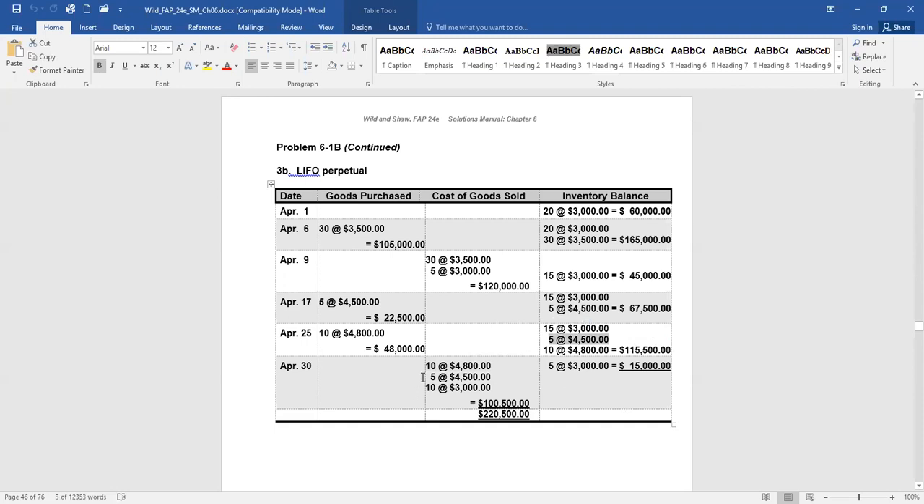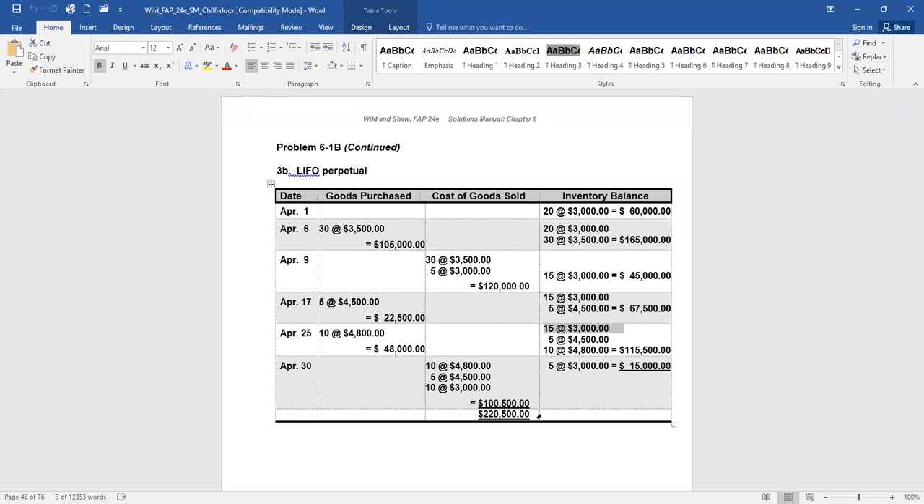So now the next 5 that cost $4,500 in inventory, they're assumed to have been sold. So there we've removed 15 so far. We need to remove 10 more. So we'll remove 10 of the ones that cost $3,000. So under LIFO, the cost of goods sold for this sale would be $100,500, or a total $220,500. What's left? Well, the 5 that cost $3,000. So ending inventory would be $15,000.